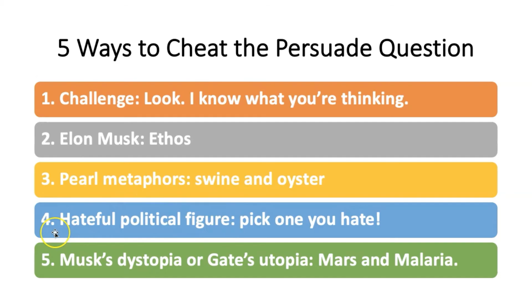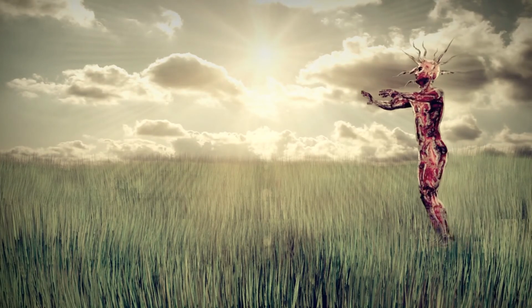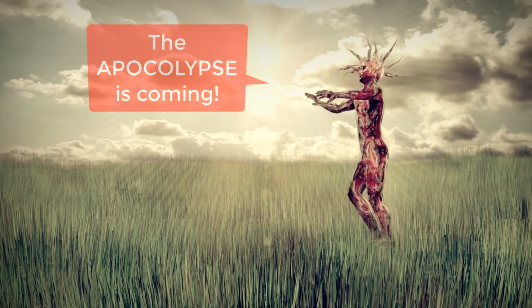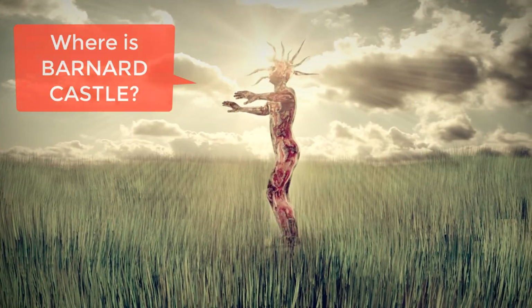For point number 4, I don't want to have any political bias, so pick a political figure that you dislike, or even hate, and then imagine how they would react to the idea that you're proposing. And then put that in your writing. So they will become the villain of whatever topic you're doing.